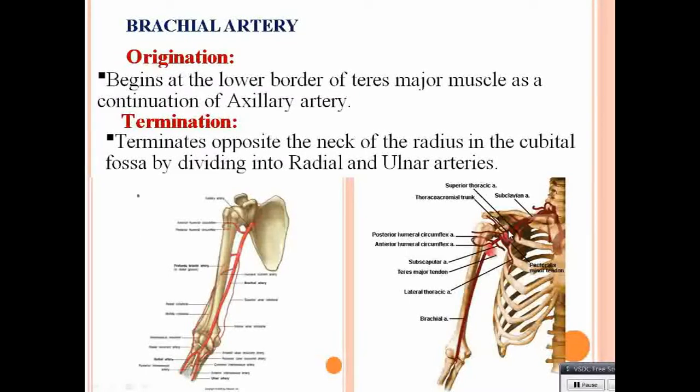Now the continuation of the axillary artery beyond the teres major muscle is called the brachial artery, which is present in the arm. The brachial artery begins at the lower border of the teres major muscle as a continuation of the axillary artery, terminating opposite the neck of the radius in the cubital fossa by dividing into radial and ulnar arteries. Radius is the lateral bone of the forearm. So there it divides into two arteries, radial and ulnar. Radial lies laterally, ulnar lies medially.